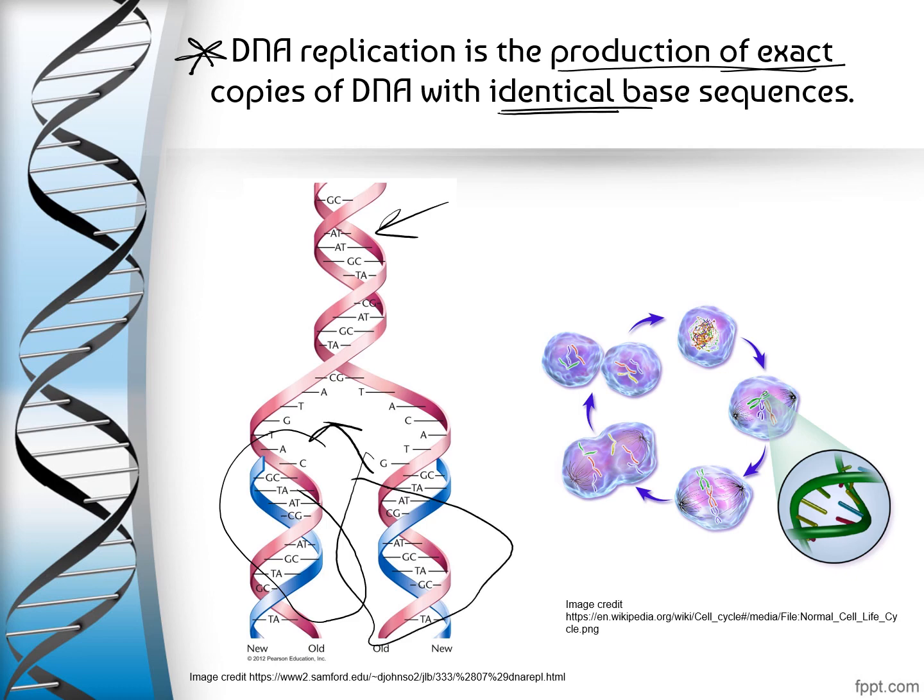This is so that when we go through cell division, we have exact copies of the DNA that we can put into both of those daughter cells. We want these cells to be identical at the end of mitosis so that we have all of the genetic information that we need in all of our daughter cells.